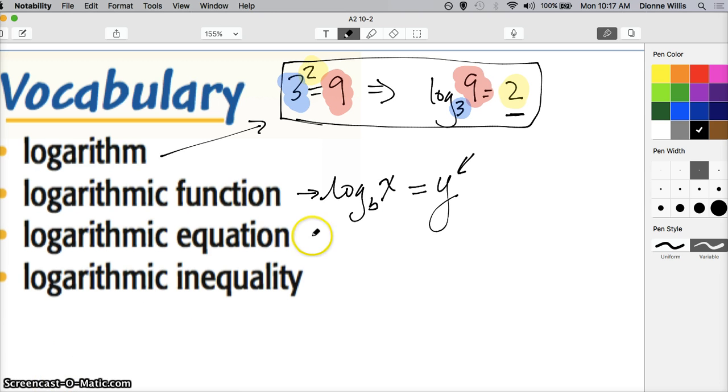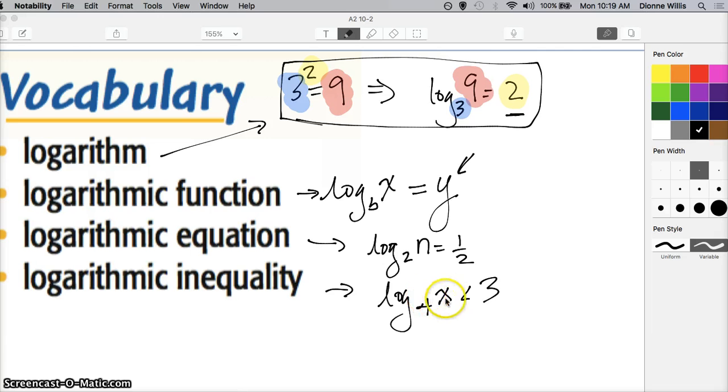A logarithmic equation is going to be an equation that involves a logarithm, and it could look like this, where we're trying to figure out what n is based on the fact that we're dealing with a base 2. We know that 2 to some power 1/2 is equal to n, and we would figure out what that value is. And a logarithmic inequality would be a logarithmic relationship that's not an equation, it's an inequality. So it could look like this, where we're trying to figure out what the x value would be to satisfy this relationship. Let's get started with some examples.